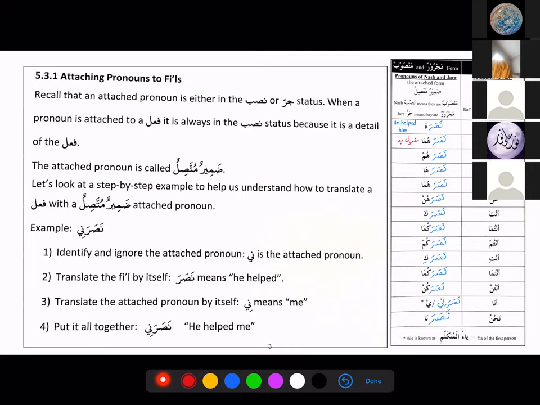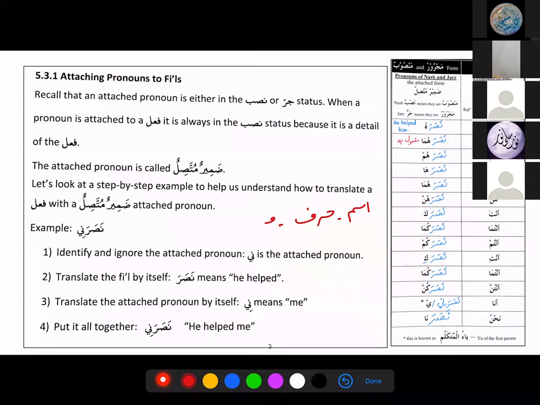Is everyone clear so far? Can you please repeat that, please? Okay. How many kinds of words do we know in Arabic grammar? Three. What are they? Ism, fail, and harf, right?